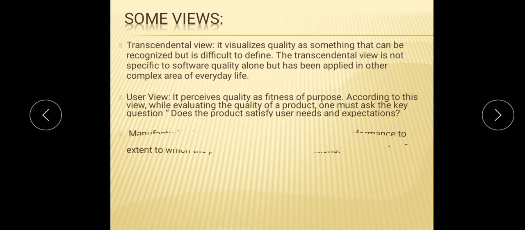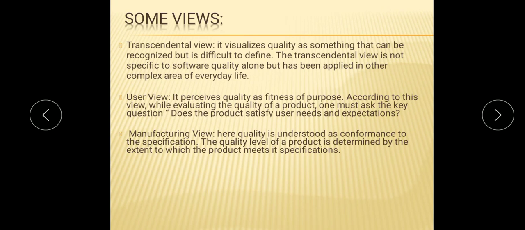Okay. Now, the next one is the manufacturing view. Here, quality is understood as conformance to the specification. The quality level of a product is determined by the extent to which the product meets its specifications. Means whether the product is developed according to its specifications or designs or not, that will be checked. So whenever it is developed or manufactured, it should maintain the design and the specification given by the designer team. Okay, so that is the manufacturing view.